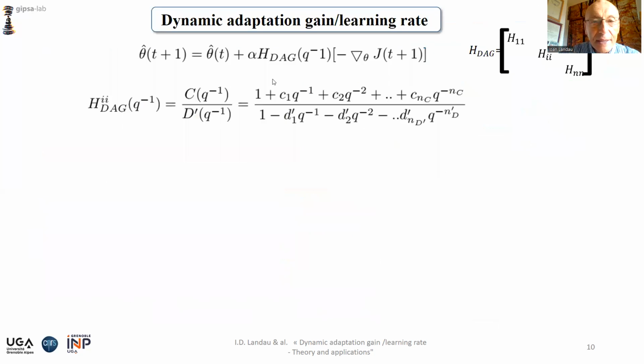Now, let's look in detail at the dynamic adaptation gain filter, which is called HDAG, which in fact is a diagonal matrix of identical transfer functions. And we will look in particular at one of these terms, which is a single input, single output system. The numerator C, denominator D prime, with coefficients indicated here.